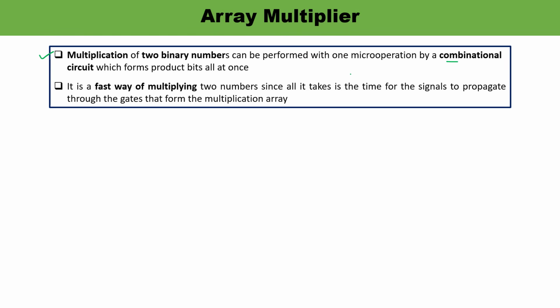The advantage of the array multiplier is that it is a fast way of multiplying numbers, because it takes only the time required for the signals to propagate through the gates which form the multiplication array. There is no more propagation delay. This is a very fast method of multiplication.